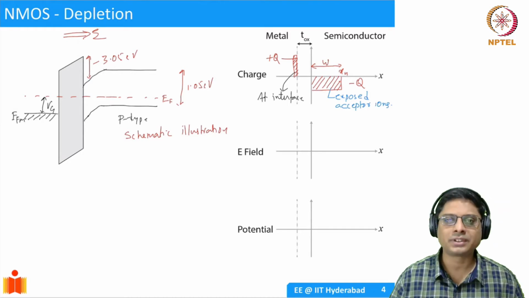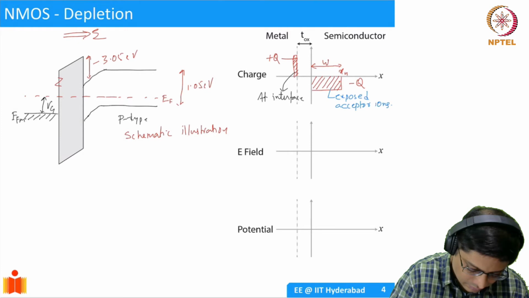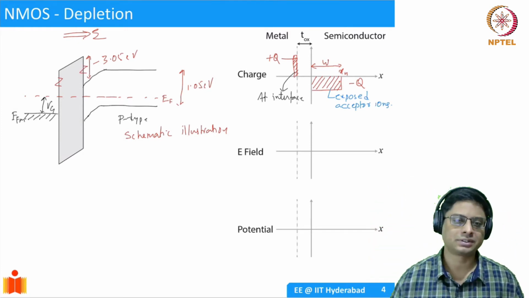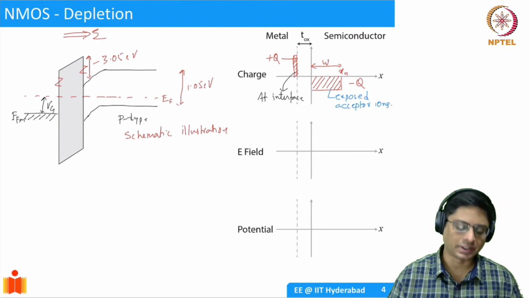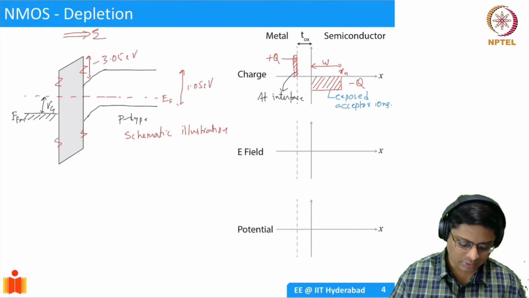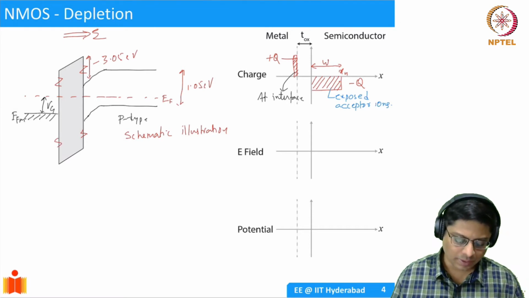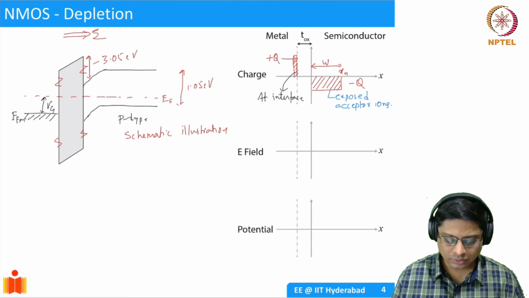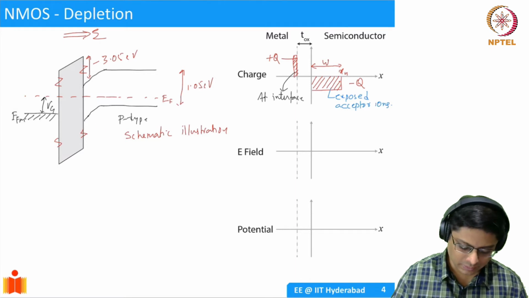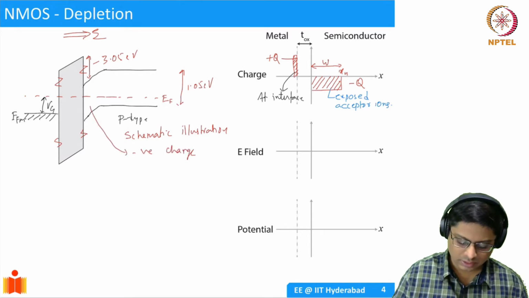Sometimes in some textbooks you will see that they'll put a small mark here like this. That is indicating that there's a jump in the energy there. Similarly, there could be a jump in the energy here. We don't need to show it exactly to scale. So this region here is basically negative charge, acceptor ions.